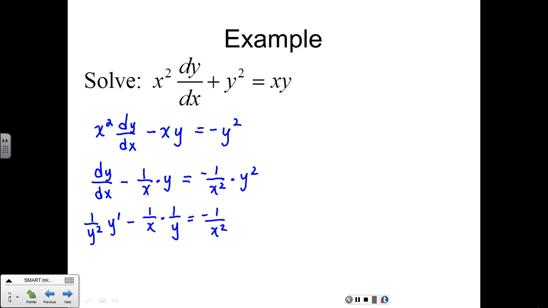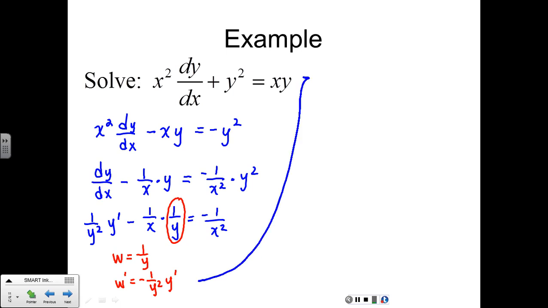Okay? So once you've got that, you know that this term right here is your substitution term. W equals 1 over y. So W prime, again, would be negative 1 over y squared y prime. So again, you got that negative difference. That's not negative right there, so I'm going to go ahead and change that. Negative W prime minus 1 over x times W equal to negative 1 over x squared.